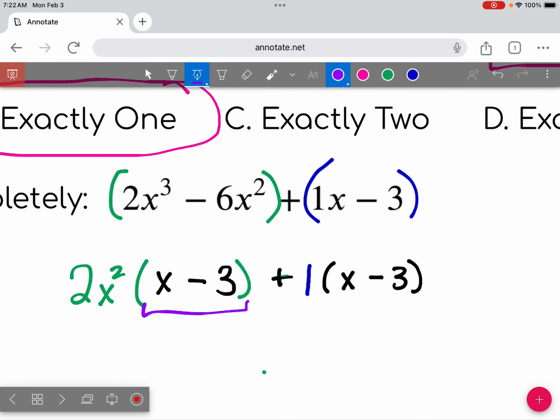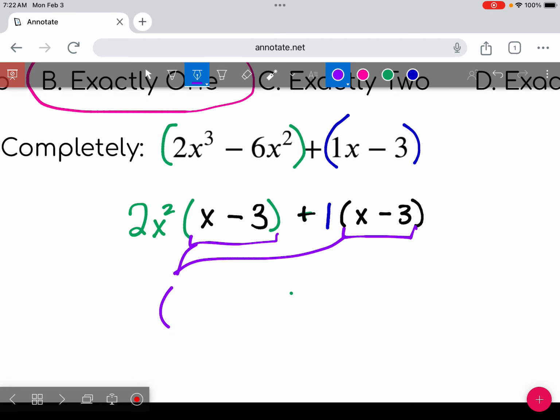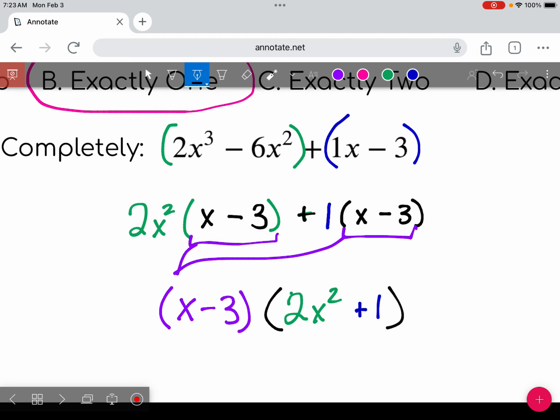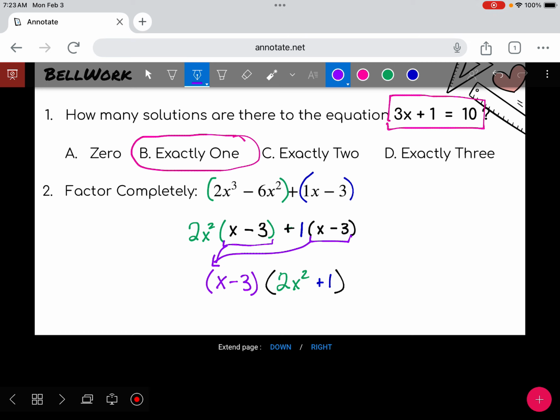We're looking for these 2 pieces to be exactly the same thing. So we take them out as their own little GCF. So this guy's going to go in front where we have our x minus 3. And our leftover bits go together with my 2x squared and that plus 1. Questions on that bit? Because we're going to use that a bunch today. Okay. No questions on this one?